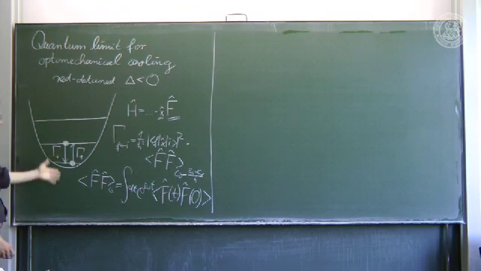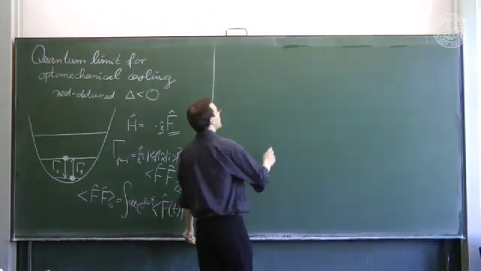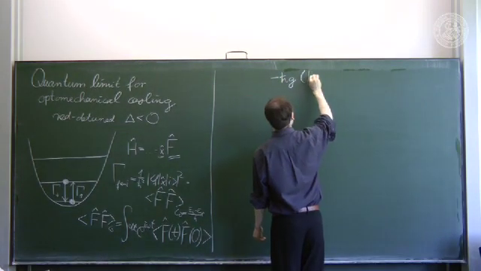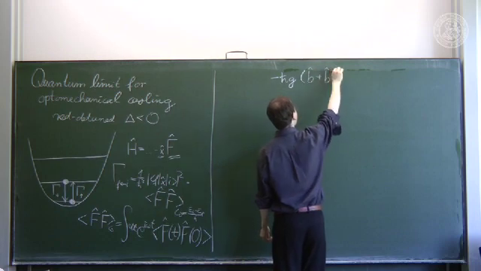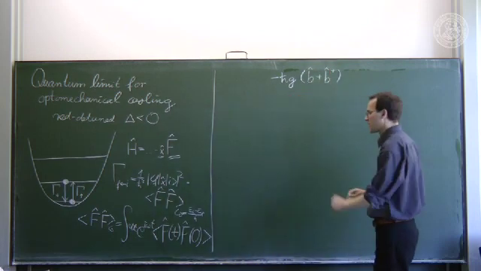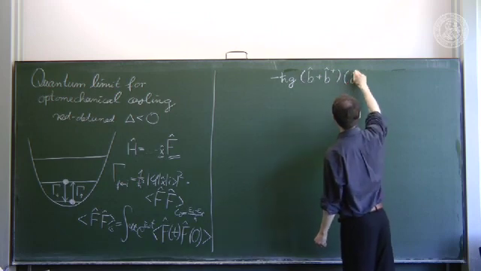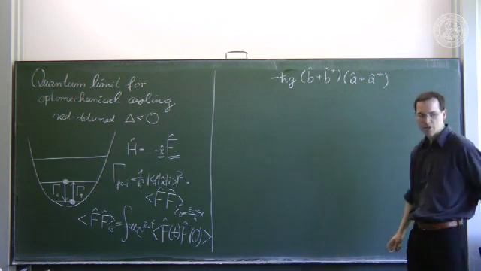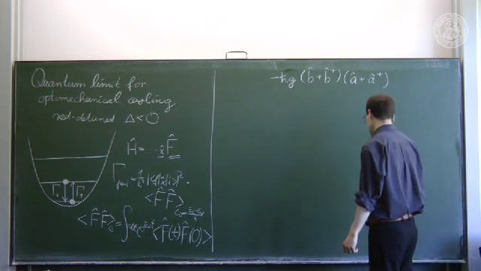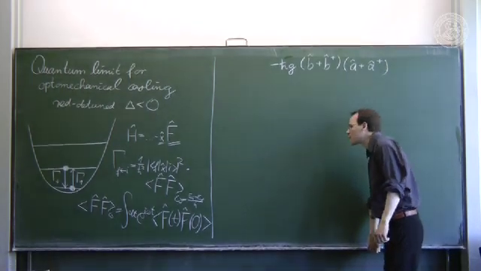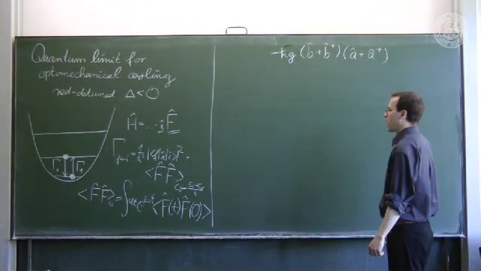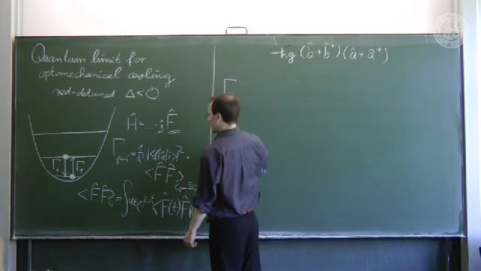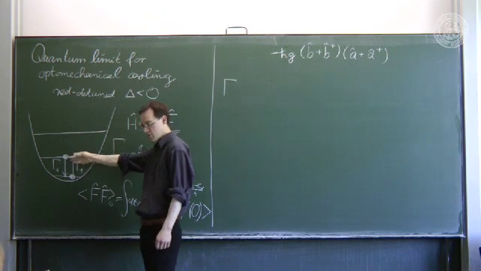So now, let's apply this to our particular situation. In our particular case, the interaction is minus h bar g times (b plus b dagger), that is the system operator, because the mechanical system is my quantum system, times (a plus a dagger), that is the fluctuating environment operator, so to speak. And so, for example, let's calculate the down rate, which is obviously important for cooling.